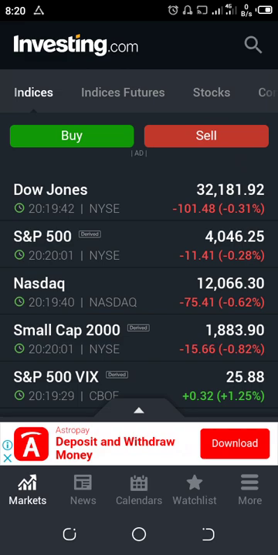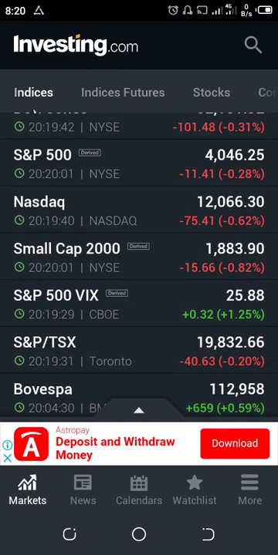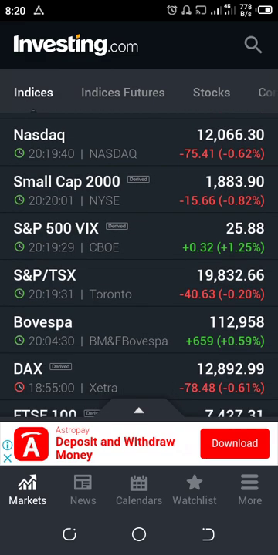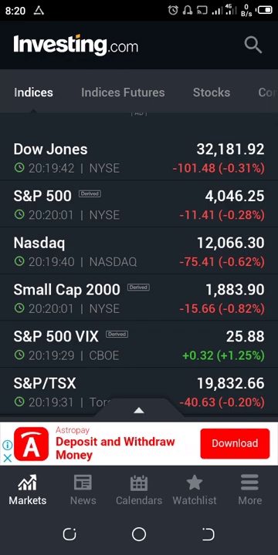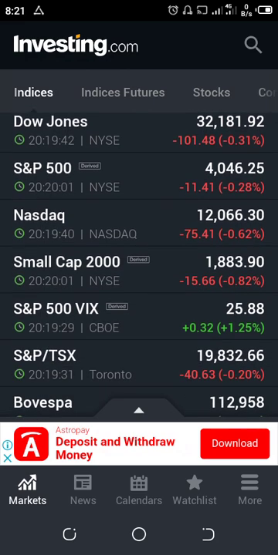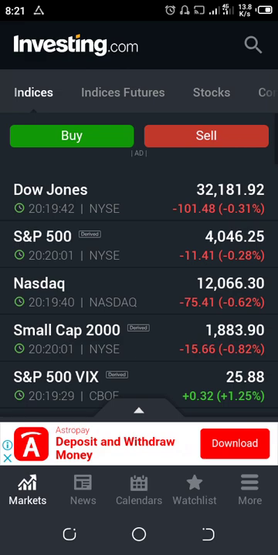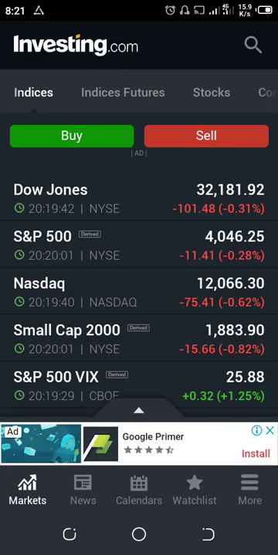Now the first one is the indices. Now what are these indices? These are measurements of the price performance of a group of shares from an exchange. Basically, these are measurements of price performance of the shares in an exchange. And I'm going to give the most famous examples here. We have the Dow Jones, S&P 500, Nasdaq, and I think those are the first three and most famously traded indices currently in the market.